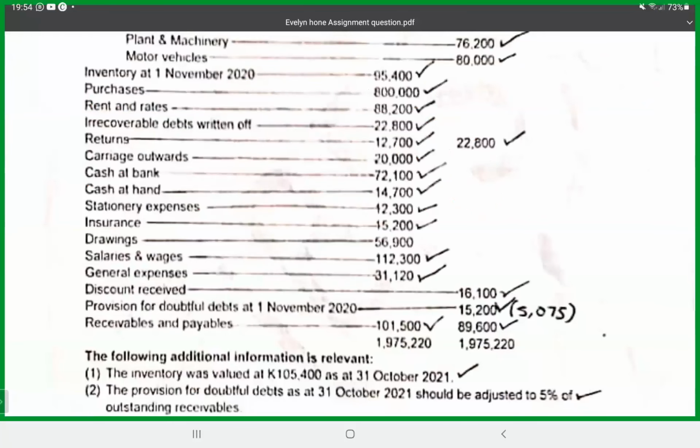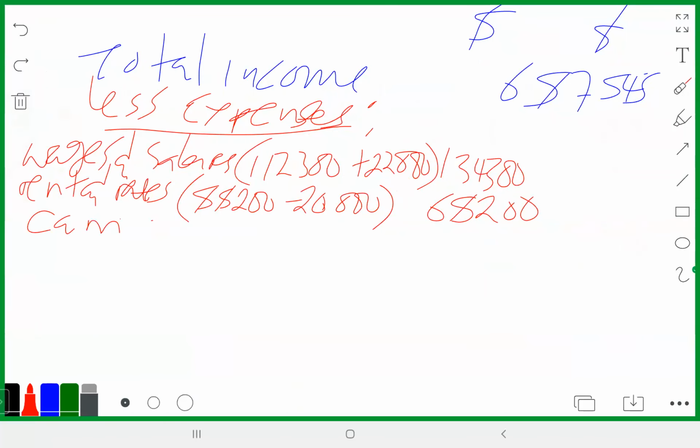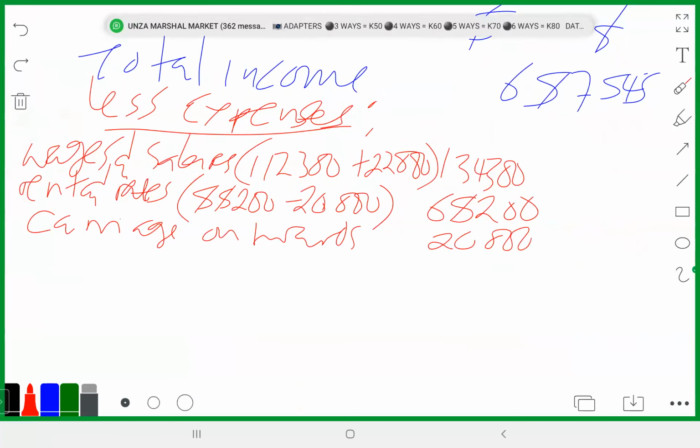And then we go to carriage outward. Carriage inward is added as cost of goods or cost of sales, but carriage outward is an expense. We have 20,000 carriage outward, which is an expense to us. We have to write down carriage outward, 20,000. And then we have stationery expenses.